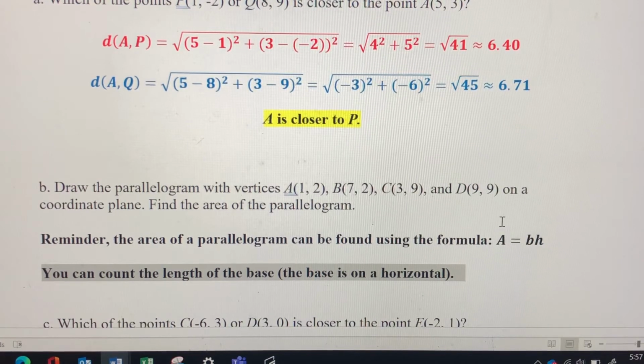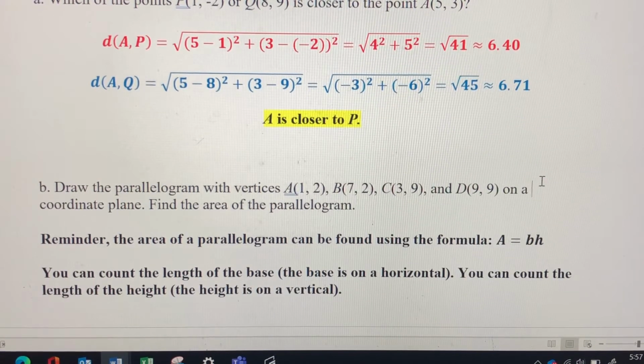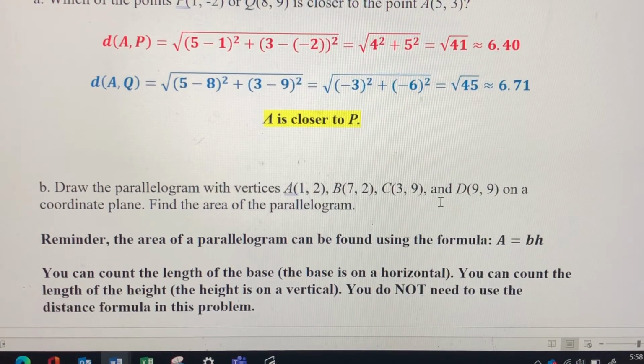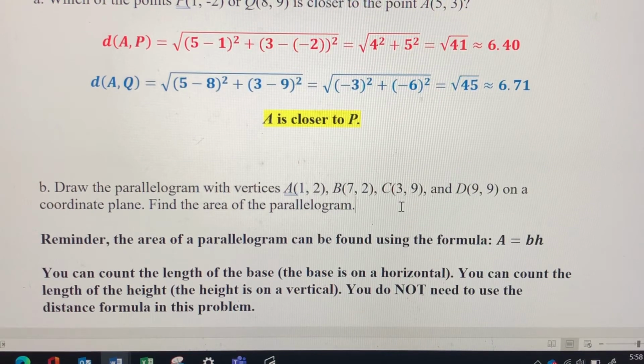You can count the height. You can count the length of the height because the height's going to be on a vertical. Both of the bases are on the same horizontal, so the height is going to be the vertical line from one base to the other. So you're going to be able to count both the length of the base and the length of the height. You're not going to need to use the distance formula here. Once you've counted the base and the height, you multiply those two together, and that'll give you the area of the parallelogram ABDC.